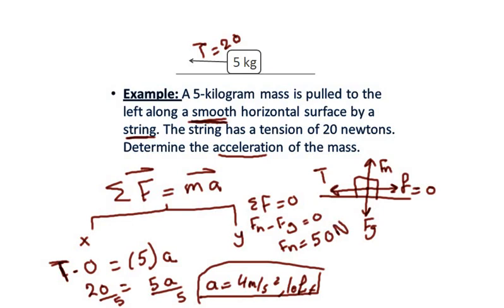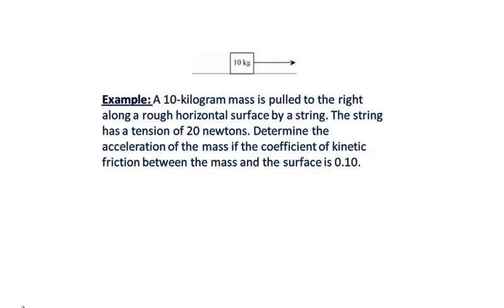Let's take another example with more details. A 10 kilograms mass is pulled to the right along a rough horizontal surface. So there's friction here by a string tension. The string has a tension of 20 newtons, so this is 20. Determine the acceleration of the mass. Again, we need to find A.